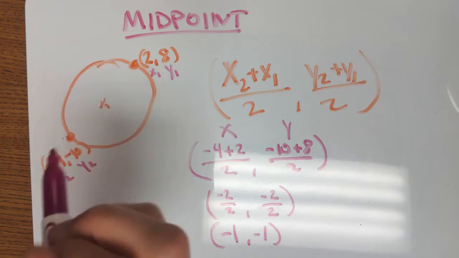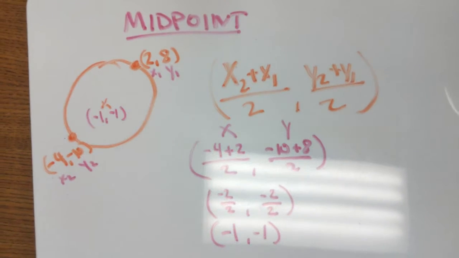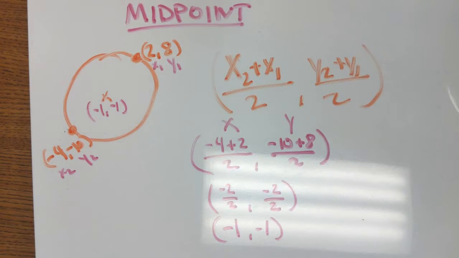And that means that point right there falls at -1, -1. And if I would have had a grid there, it would have made a whole lot more sense, but the midpoint is just the average of the two values.